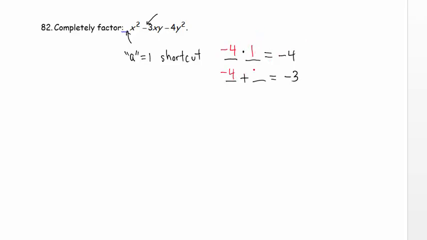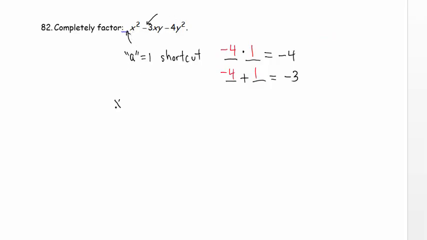Here in problem 82, we will factor this by the AC method, in spite of the fact that there are two variables. Again, because a, the leading coefficient, is equal to 1, we will use the a equals 1 shortcut. So we need to find two numbers that multiply to c, which is negative 4. The same pair of integers must add up to b, which is negative 3. The pair of integers that satisfies both conditions are negative 4 and 1. Negative 4 times 1 is negative 4. Negative 4 plus 1 is negative 3.